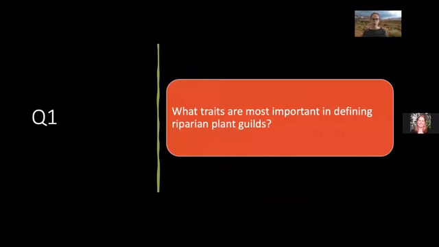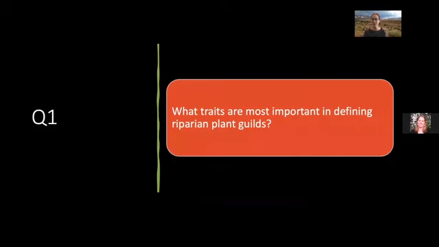So question one, what traits are most important in defining riparian plant guilds? So the first step in this process is just identifying and defining the plant guilds that are present across the study area. To do this, we used a cluster analysis that grouped species with similar traits. And to visualize them, we plotted the guilds as well as the weighted averages of all the traits in a principal coordinate analysis, or PCOA.